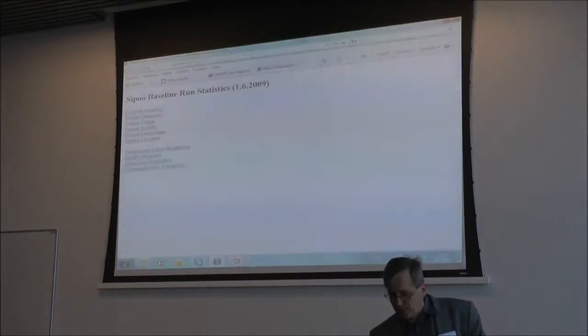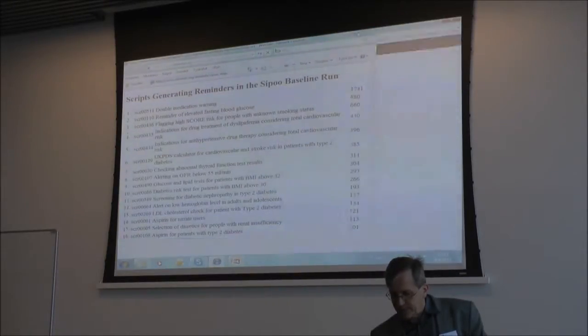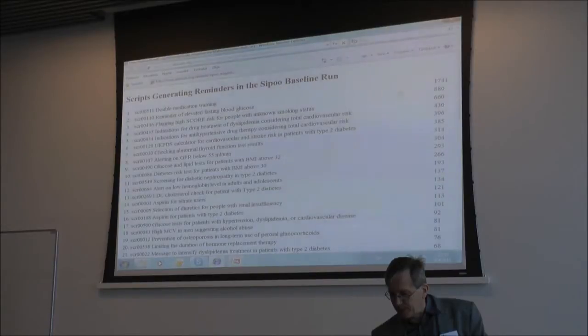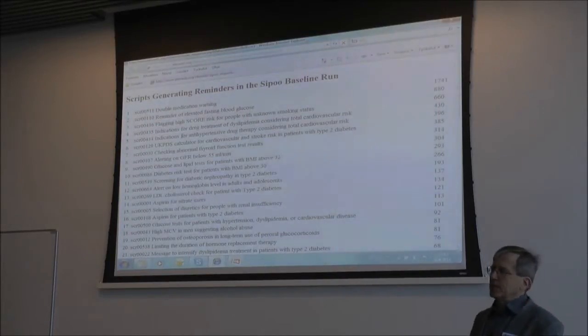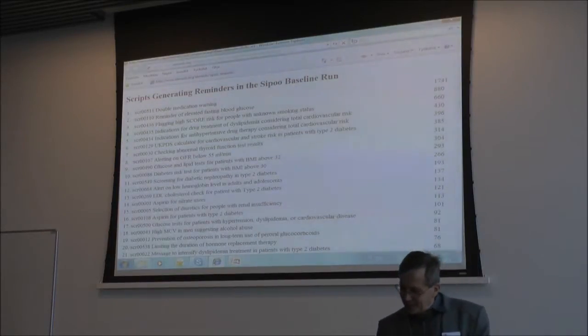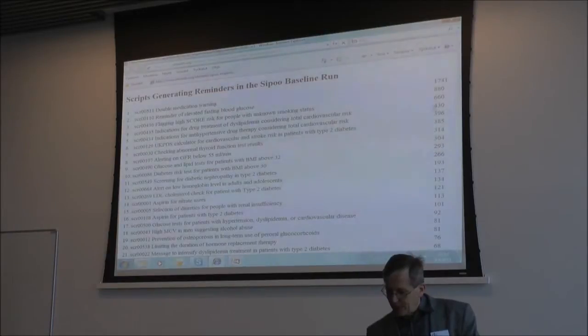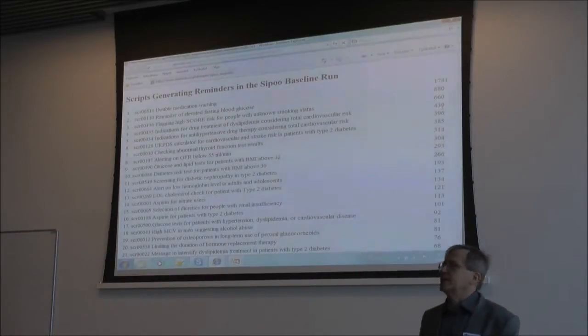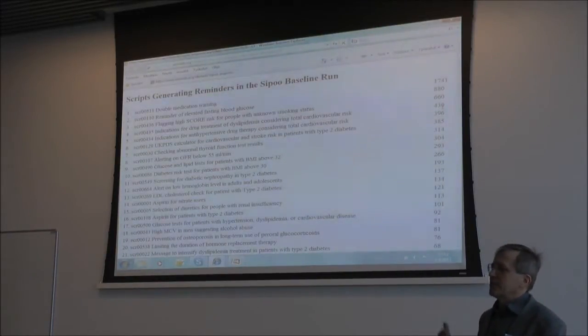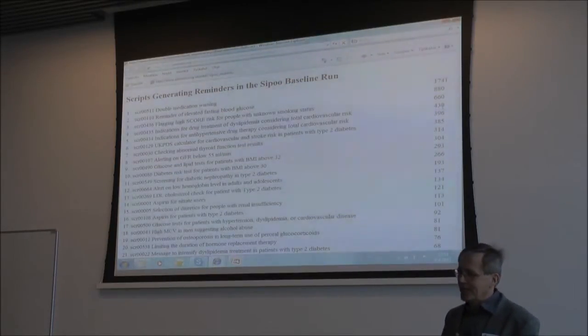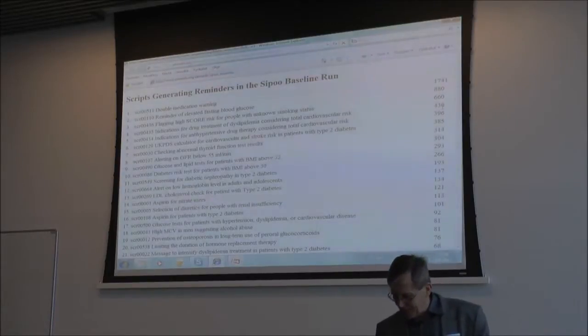And we can go into the website where you can show a real-time list. Here are the different reminders. We can see that there are some reminders that were triggered hundreds of times for this population. For instance, there were 430 patients who should be treated with a statin because they have high total cardiovascular risk, but they were not using a statin, and so on.